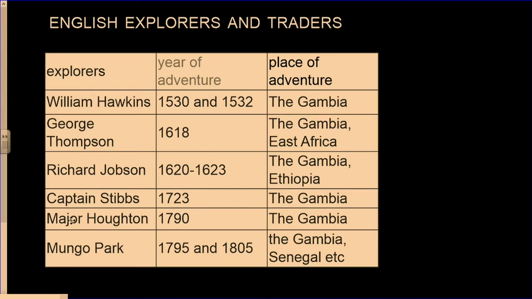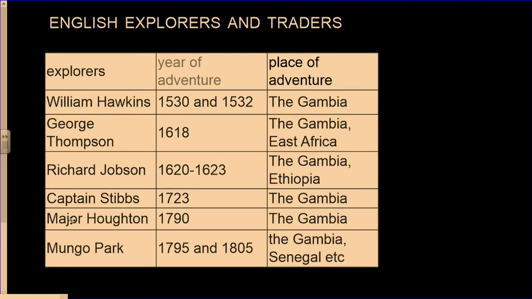Richard Jobson also came in 1620 and 1623. His place of adventure was in the Gambia and Ethiopia. Captain Stibbs, 1723, and the Gambia, his place of adventure. We have Major Hopton, who was also 1790, and the place was the Gambia.